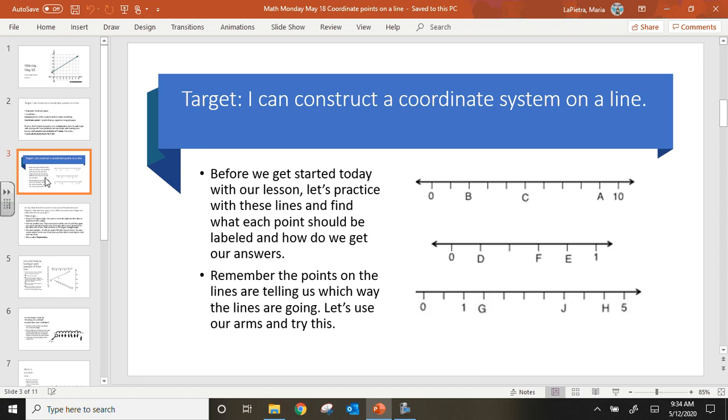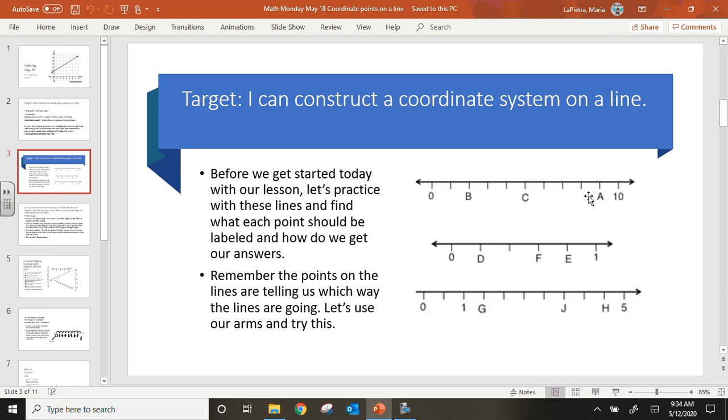Okay, our target, I can construct a coordinate system on a line. So before we get started today with our lesson, let's practice with these lines and find what each point should be labeled and how do we get our answers. Remember, the points on the lines are telling us which way the lines are going. Let's use our arms and try this also. So before we do that, let's look at these.